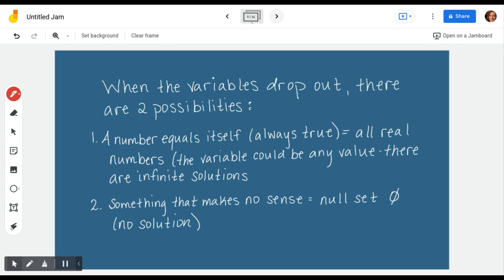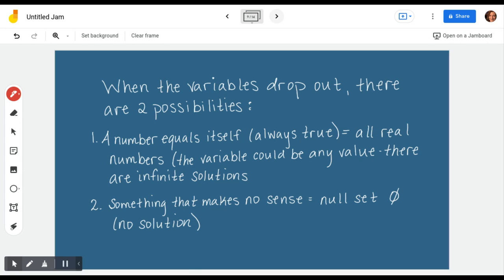Sometimes when you've got these multi-step equations or equations that have variables on both sides, you get these really wackadoodle ones at the end. They're just totally weirdo where the variables disappear. When the variables cancel themselves out, they just drop out completely, then there's 2 possibilities for what that means.